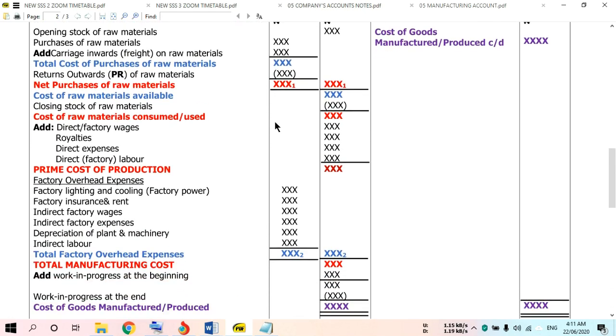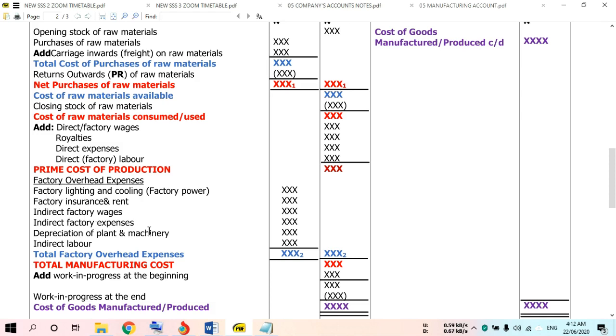That is that. So remember, in the manufacturing account, most of your workings will come on the debit side. Later we'll talk about the credit side. So when you add all these together, you get all your factory overheads. But something that is exclusive about factory overheads is that all the factory expenses, the indirect or factory expenses, will come over here.